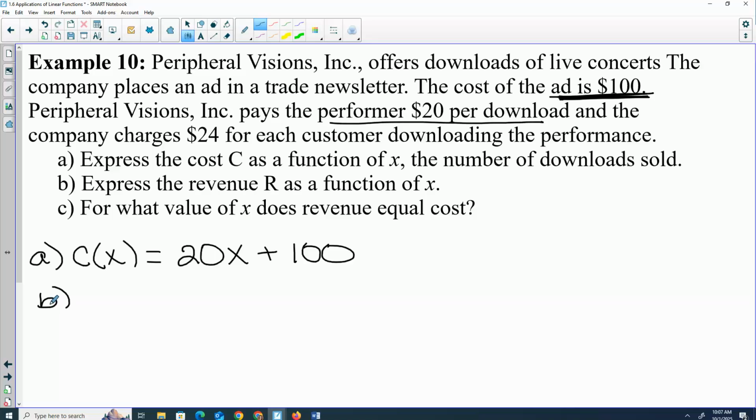If I look at B, we want the revenue as a function of X. So I'm writing a formula for revenue. What does revenue mean? What you're making, the money you're bringing in. What do they get paid? So that's a repeated thing. How would I write that? 24X. Do we have any other like one-time checks coming in? No, that's it.